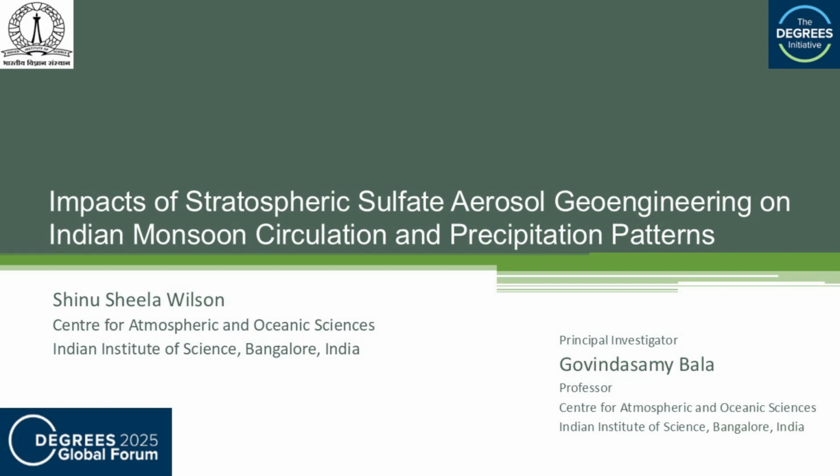Today I am going to present the work that we are doing on the topic: impact of stratospheric sulfate aerosol geoengineering on Indian monsoon circulation and precipitation pattern. The outline of my presentation is a brief introduction, then objectives and the data we used, the preliminary results, and summarizing it. Introduction: I'm not going to describe much about sulfate aerosol geoengineering, as you all know about it.